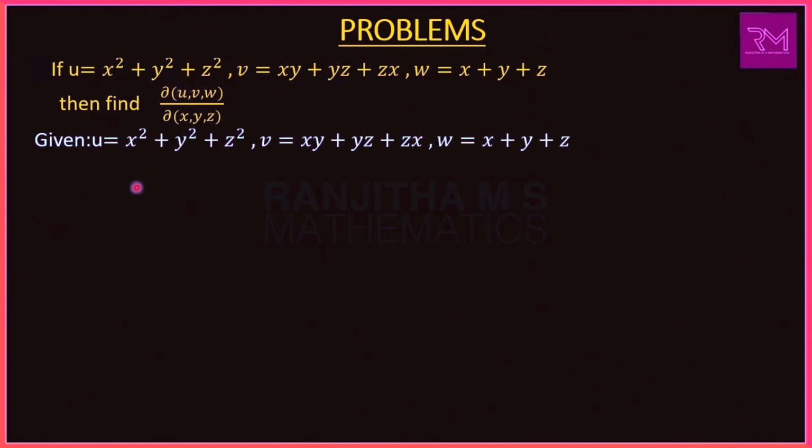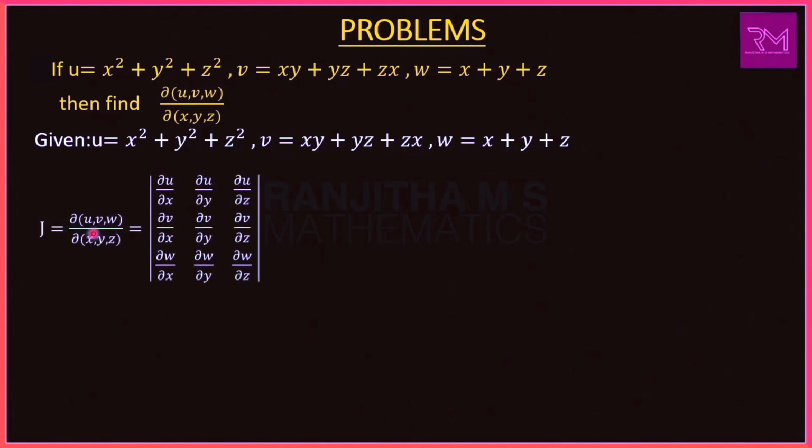First take the given problem, that is u is equal to x square plus y square plus z square, v is equal to xy plus yz plus zx, w is equal to x plus y plus z. We know that Jacobian for the function u, v, w with respect to the variables x, y, z is given by determinant of del u by del x, del u by del y, del u by del z, del v by del x, del v by del y, del v by del z, del w by del x, del w by del y, del w by del z.